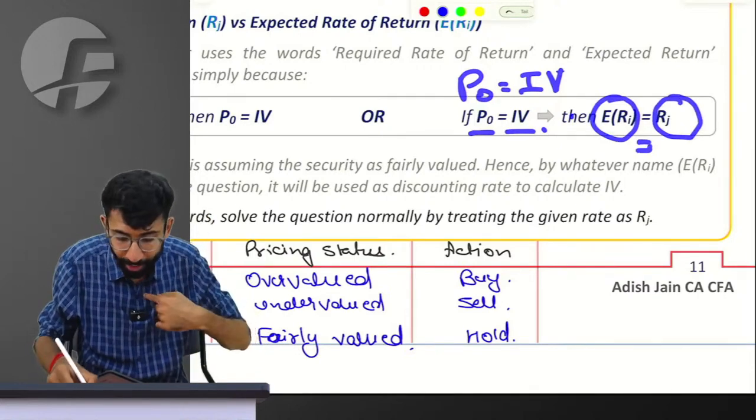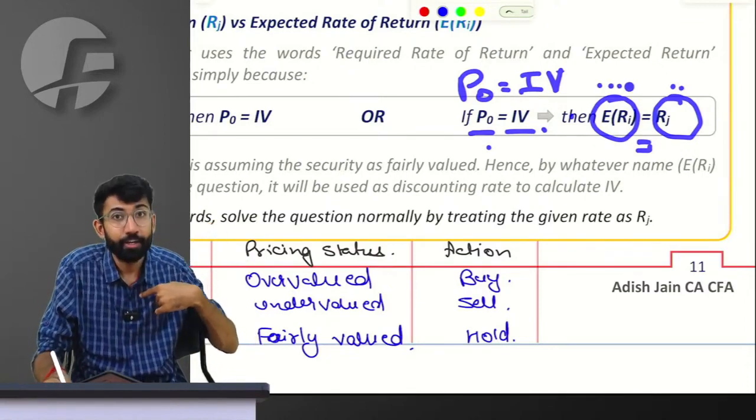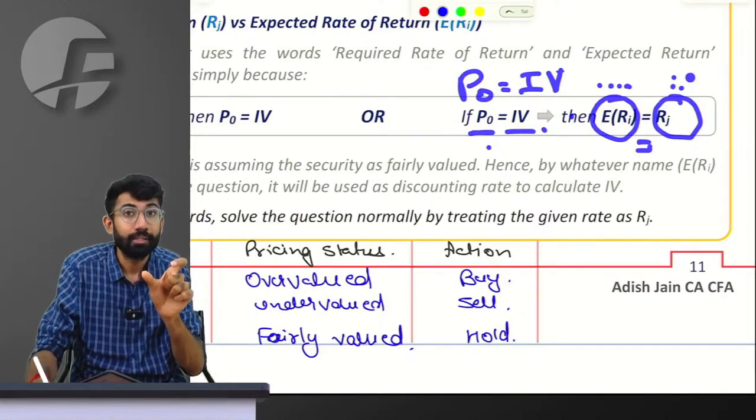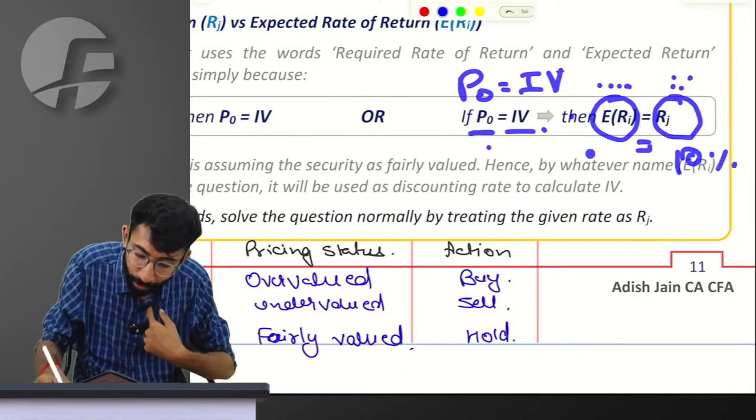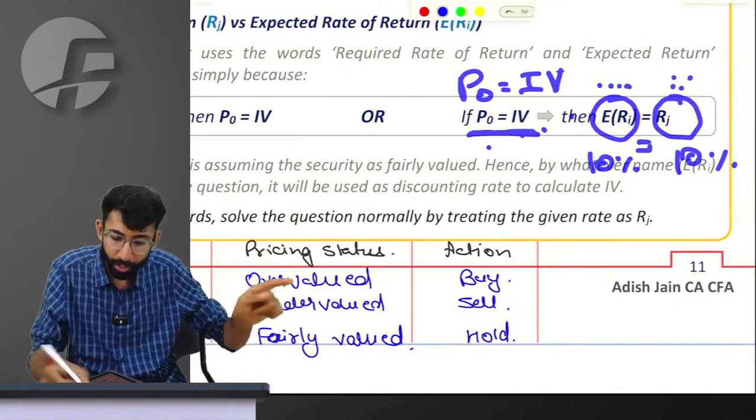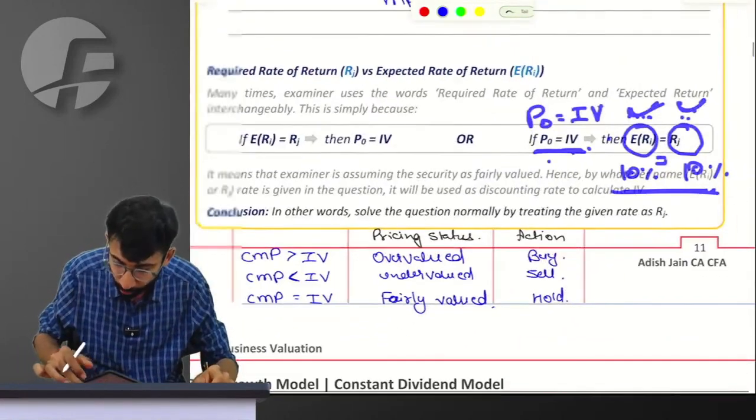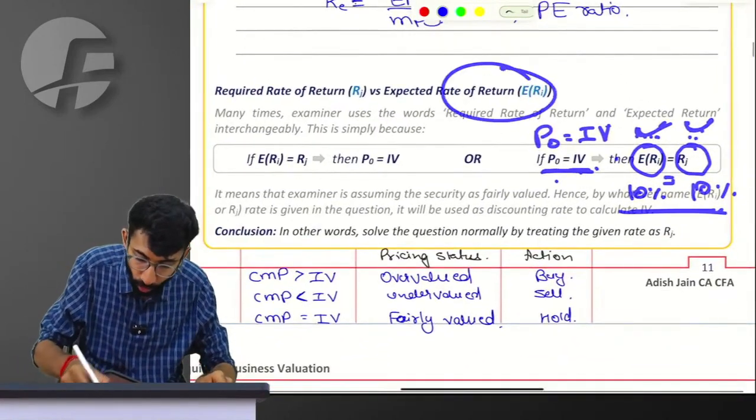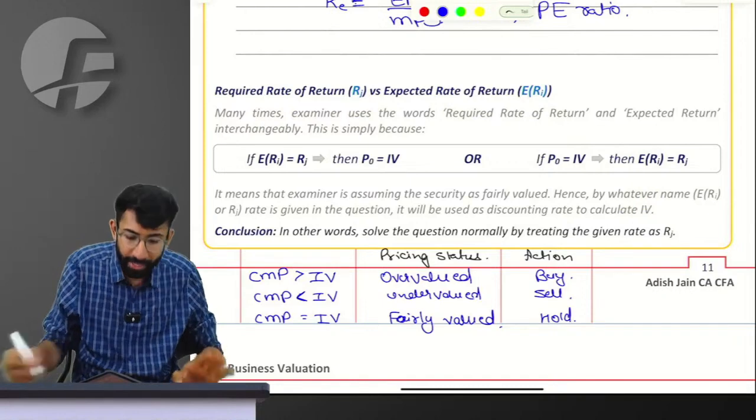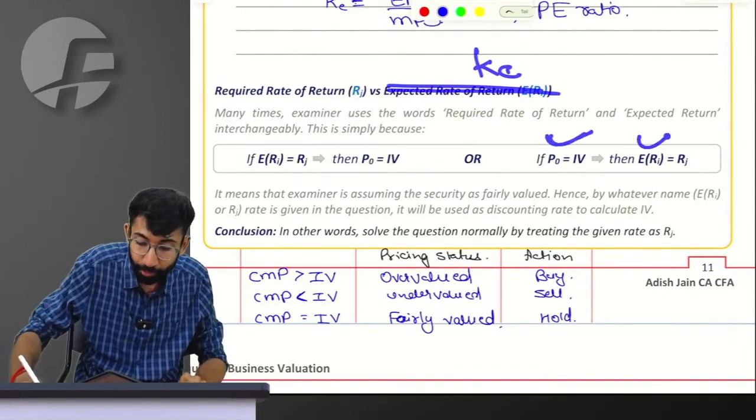Which means if my share is fairly valued, I will be able to earn how much I require to earn. If I require to earn 10%, I will be able to earn 10% only if the share is fairly valued in the market. Which is why, most important line, these two terminologies will be used interchangeably. Can I use expected rate of return in place of Ke? Ideally, no. But if the share is fairly valued, these two are the same.